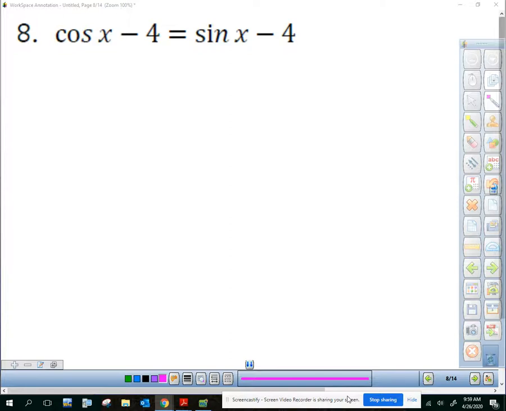All right, and number 8, we're trying to isolate trig functions to solve for x in trig equations, but I've got 2 different trig equations here. I've got cosine and sine. So I'm not going to be able to isolate one and solve.